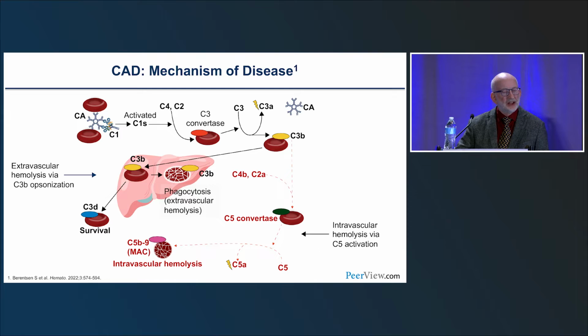Some cells will survive, and on the surviving cells, C3b is further metabolized to C3d, which in some way protects the cells from further degradation. So the surviving cells will escape and will be labeled with C3d, which can be used for identification in the laboratory by the monospecific direct antiglobulin test for C3d.